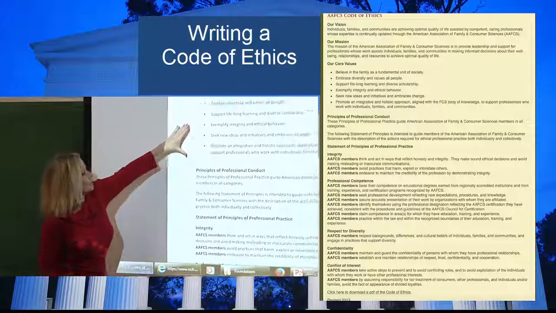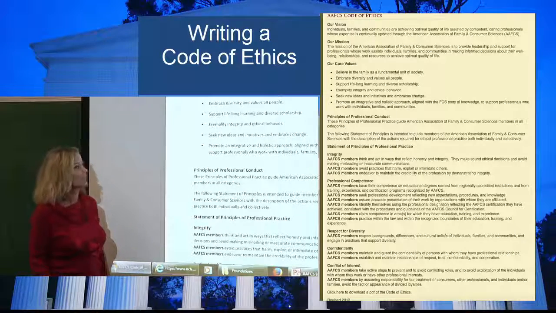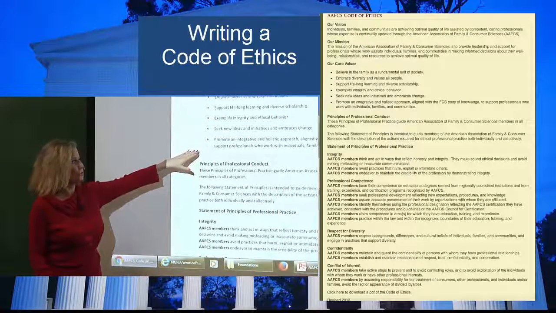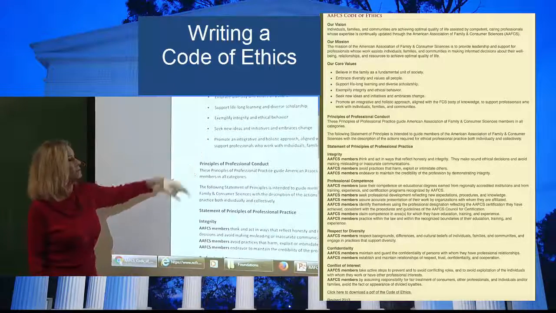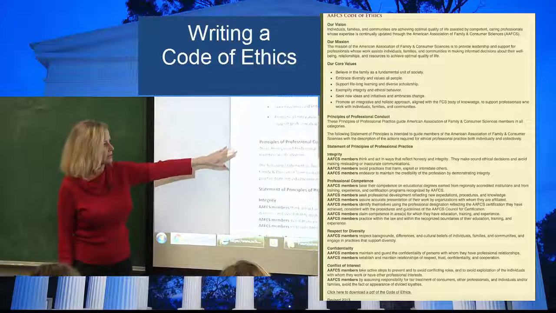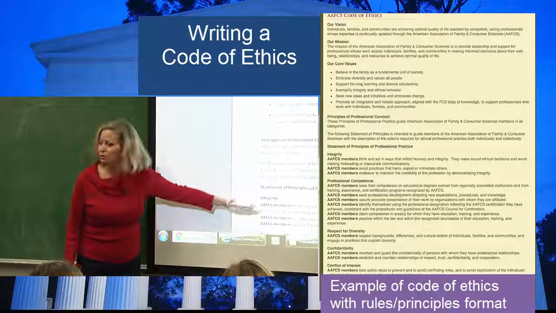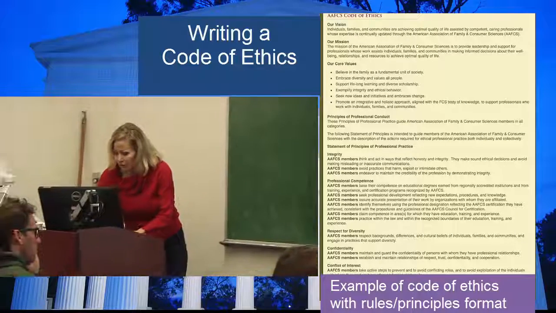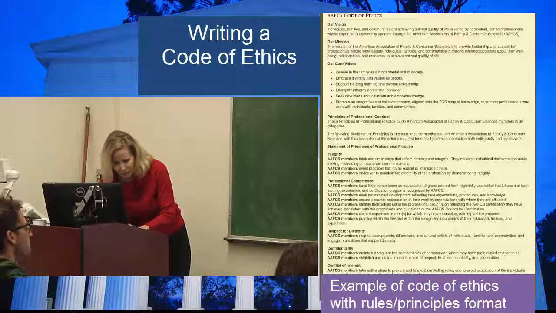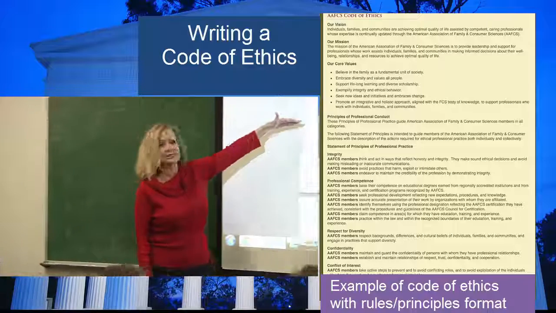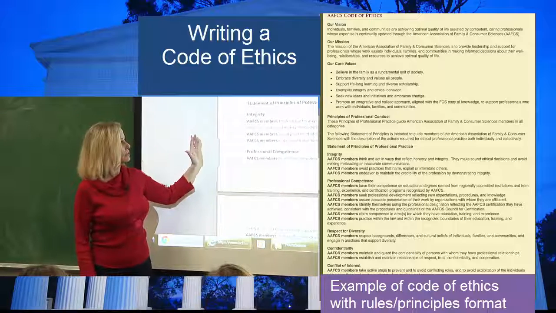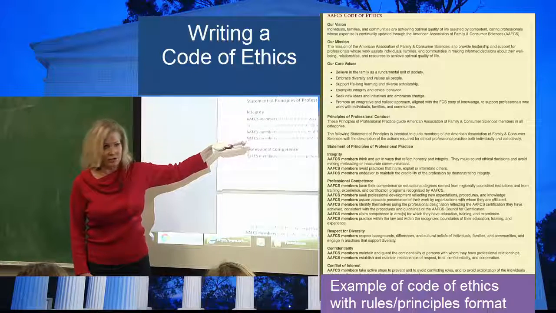It's a nice thing to do, and of course it says to promote an integrative and holistic approach aligned with the FCS body of knowledge to support professionals who work with individuals, families, and communities. So here's why I wanted to bring the AAFCS Code of Ethics in front of you, and this is really the principal portion: you can write a code of ethics that is a list of basically rules. And this one happens to be integrity. It's based on principles. It lists the principle and then what that means to the individual.